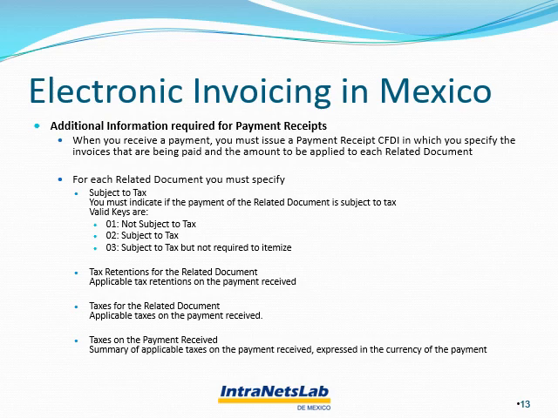When you receive a payment, you must issue a payment receipt CFDI in which you specify the invoices that are being paid and the amount to be applied to each related document. There are additional requirements to generate these payment receipts. For each related document, you must indicate if the payment of the related document is subject to tax or not. You must specify the applicable taxes and tax retentions on the payment received. And finally, you must specify a summary of applicable taxes on the payment received expressed in the currency of the payment.